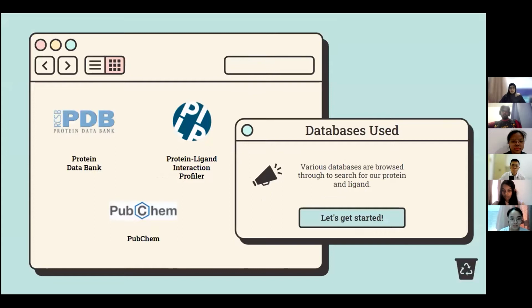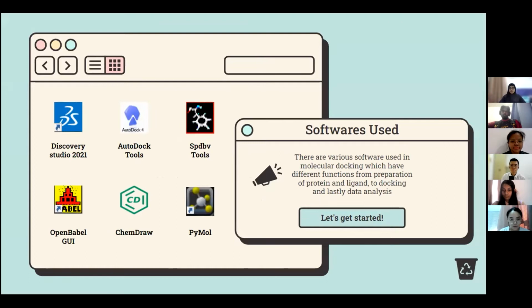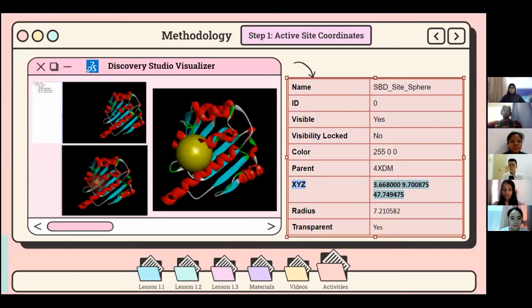This slide shows the databases that we have browsed to search for our protein and ligand. Following that, this slide shows the various software that we mainly use to compute our docking and analysis. Moving on, we'll be presenting the methodologies of our project.